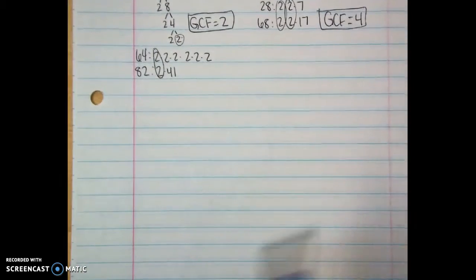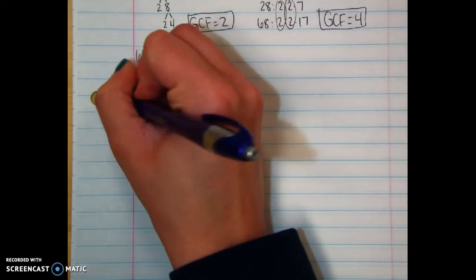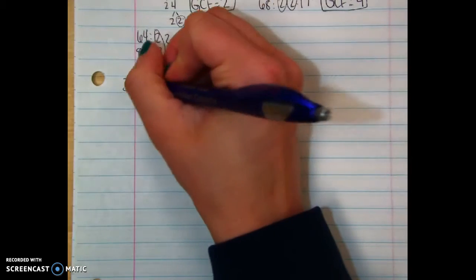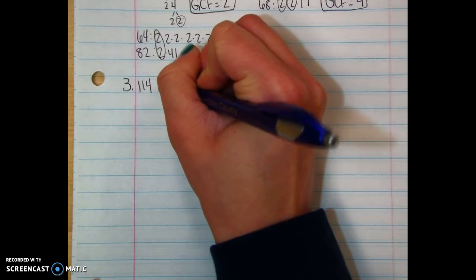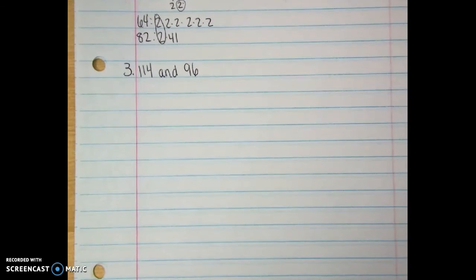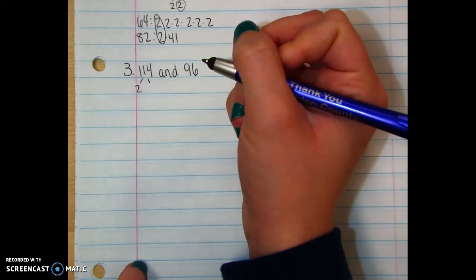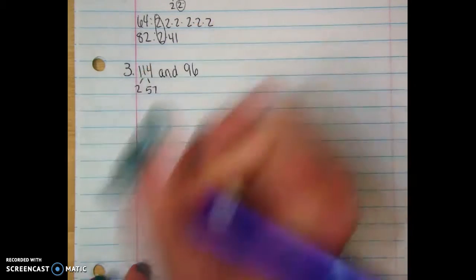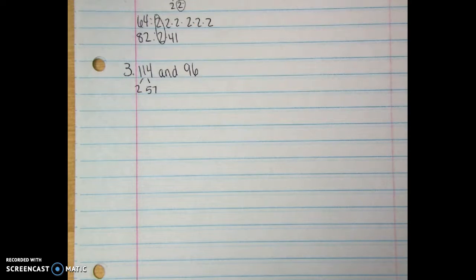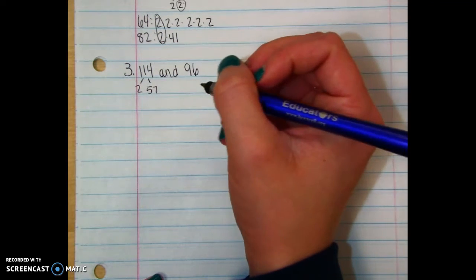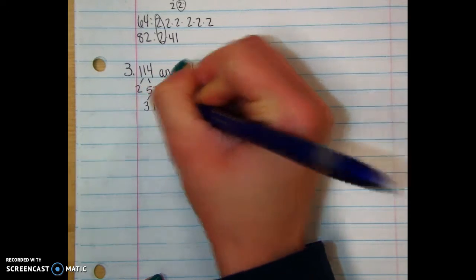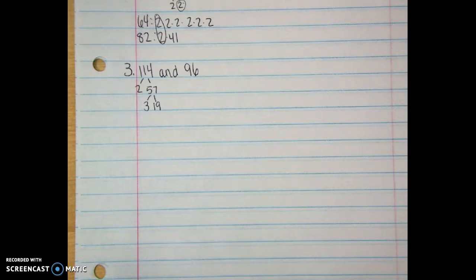Okay, 2 more. Well, for you, 6 more. Sorry. Third one is 114 and 96. They're both even, so I go with 2. 114 divided by 2 is 57. And 57 is not a prime number. It is divisible by something. This is when you would hopefully get your calculator out and try dividing it by 3, 4, 5, 6, 7, 8, 9. See if any of those go into it. 3 goes into it 19 times. 19 is prime, so I can't go any further.